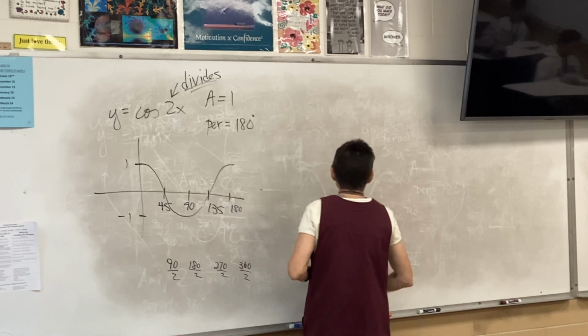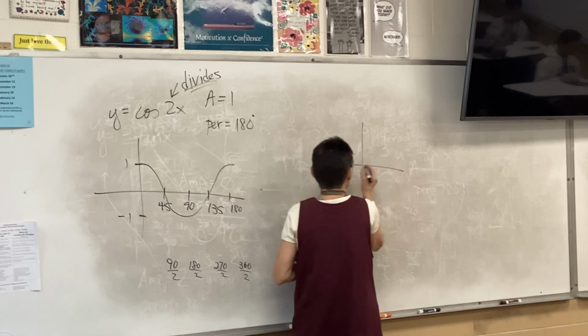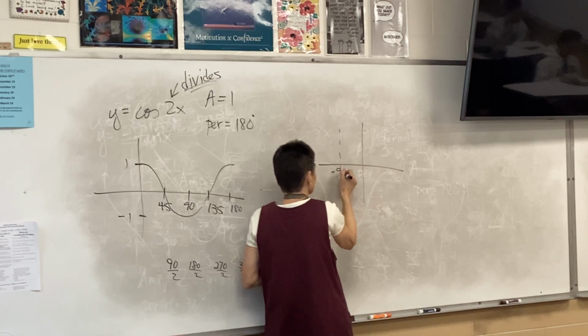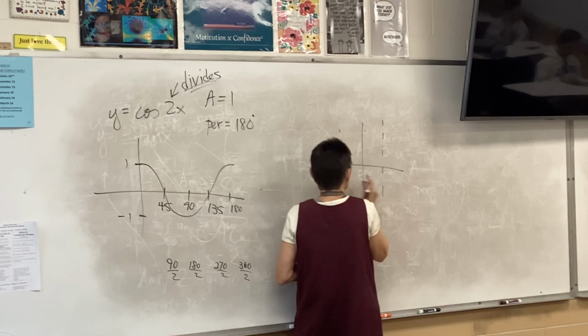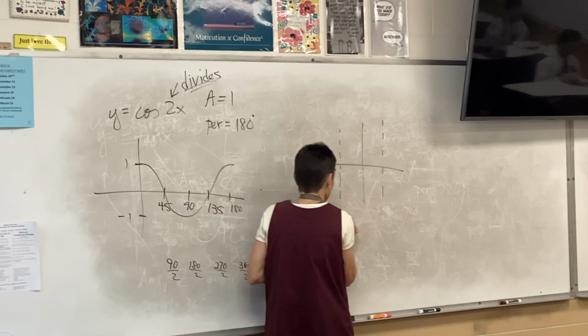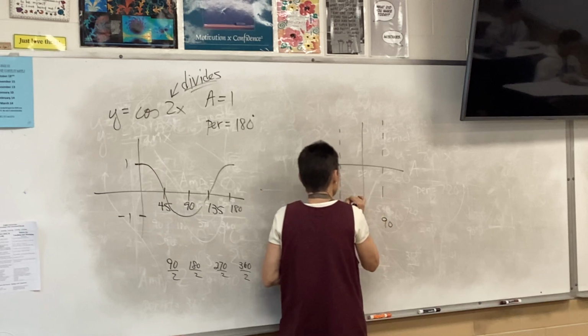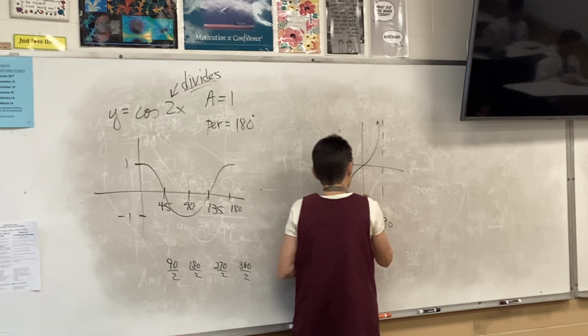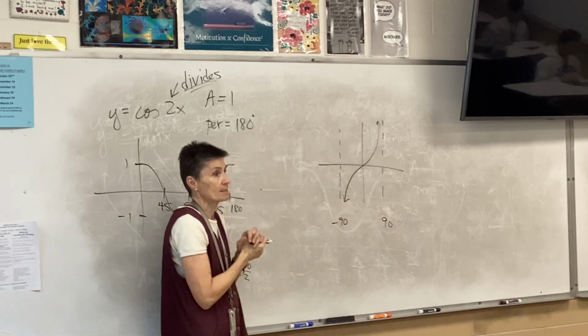So I'm going to remember, tangent is the weird one. It has an asymptote at -90 and an asymptote at 90, and squiggles up through the origin. That's what a tangent does.